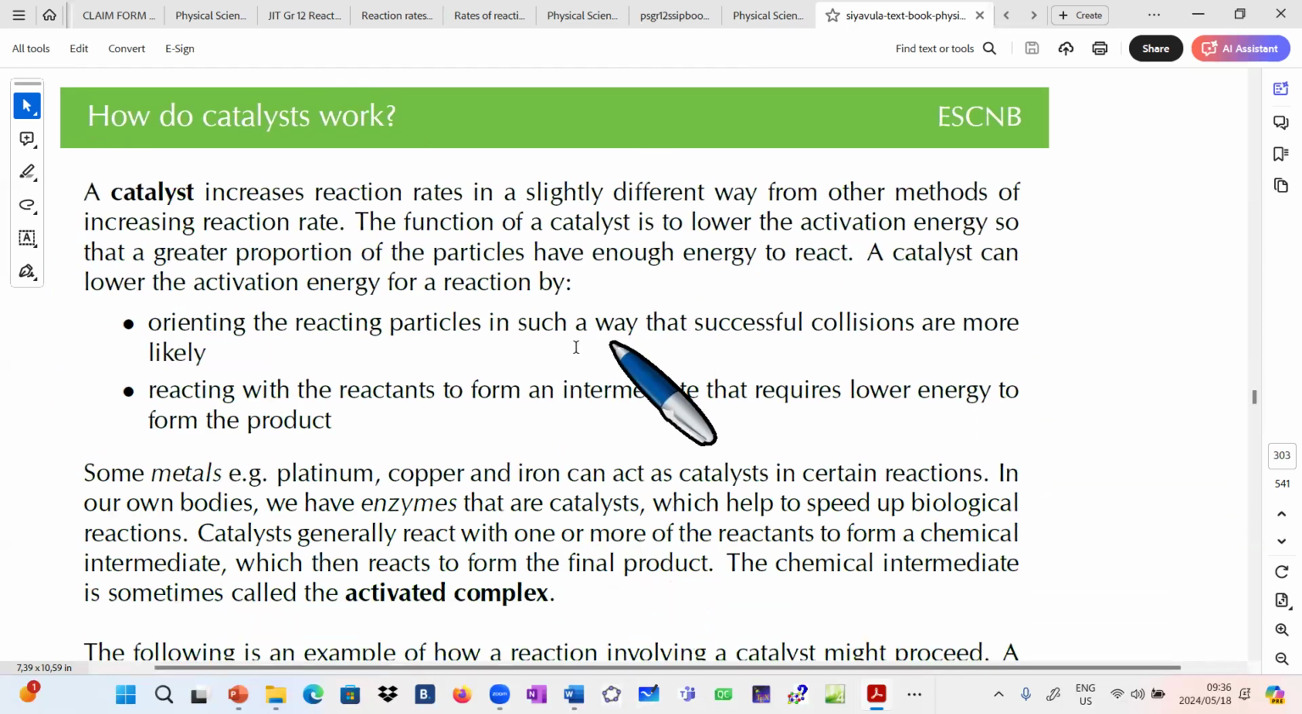So how do catalysts work? A catalyst increases reaction rates in a slightly different way from other methods of increasing reaction rates. The function of a catalyst is to lower the activation energy so that a greater proportion of particles have enough energy to react.